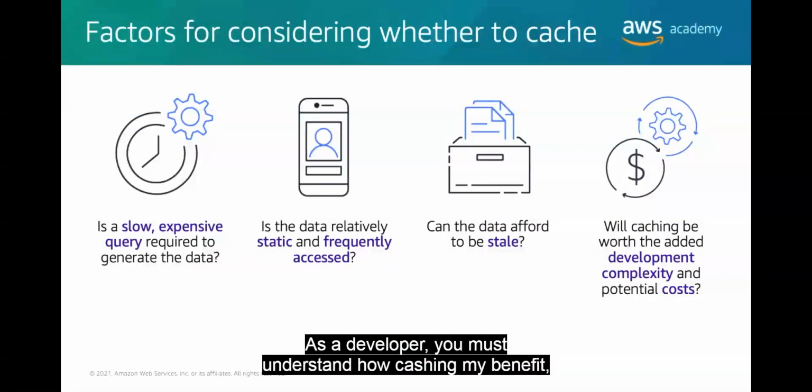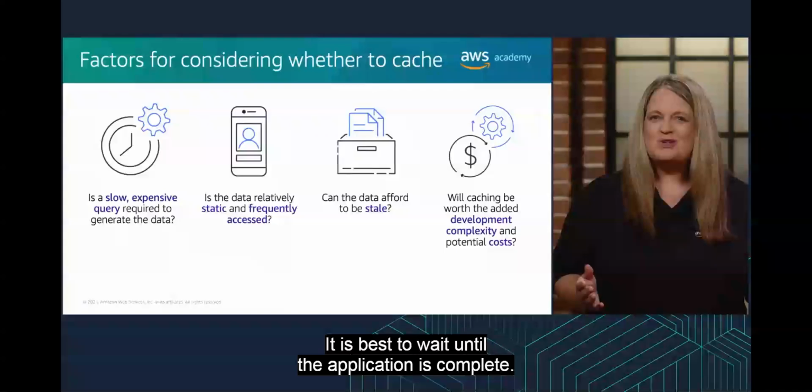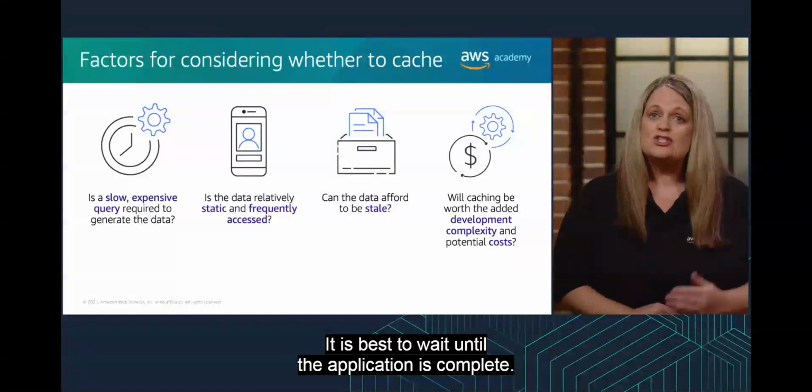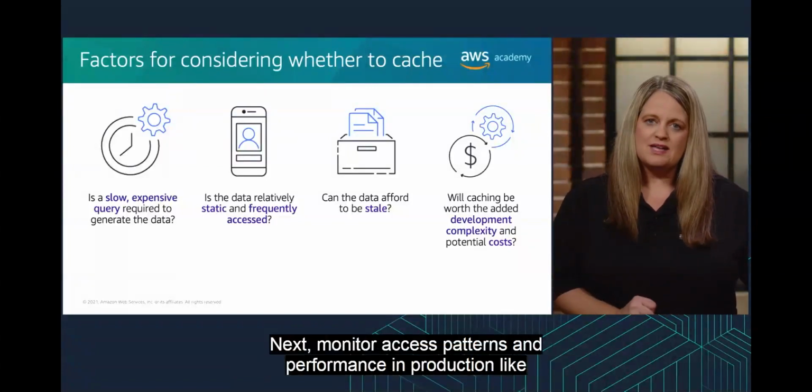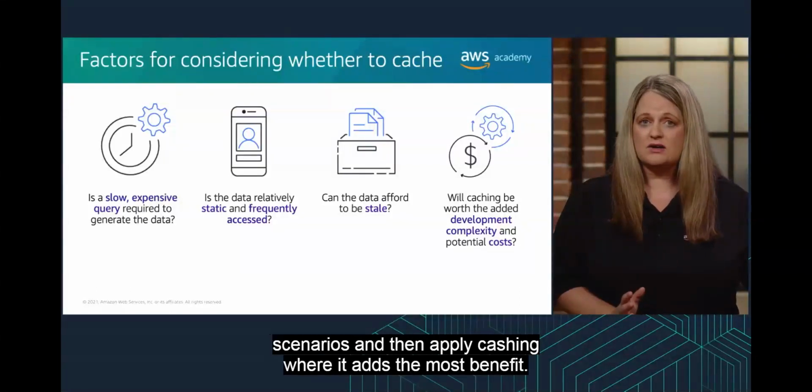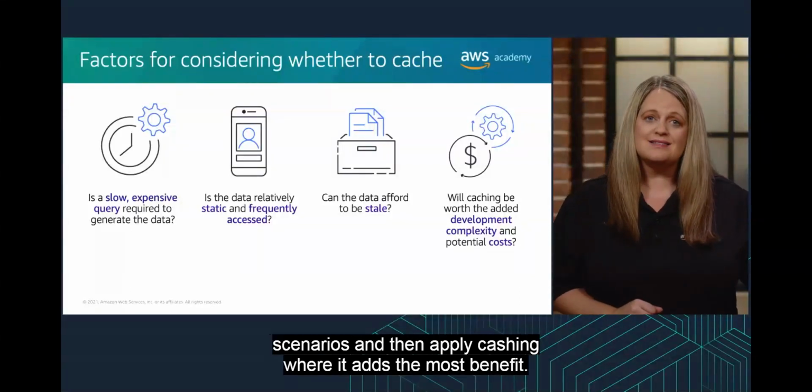As a developer, you must understand how caching might benefit your application, but be wary of optimizing too early. It is best to wait until the application is complete so you can see where the bottlenecks are. Next, monitor access patterns and performance in production-like scenarios, and then apply caching where it adds the most benefit.